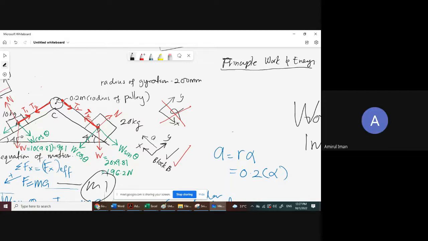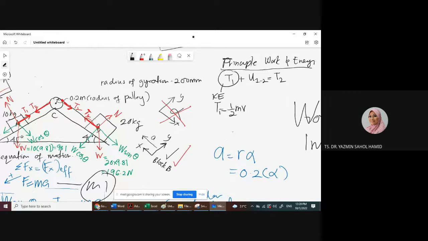Betul ke ni? Ingat. T1 plus U1 tolak 2 sama dengan T2. Work. Betul. Ni adalah principle of work energy. Dan T1 ni adalah apa? Kinetic energy kan? Apa formula kinetic energy? Apa? 1/2? Amirul Iman, you jangan buat macam ni. 1/2 MV square.